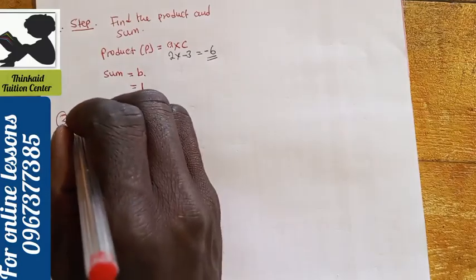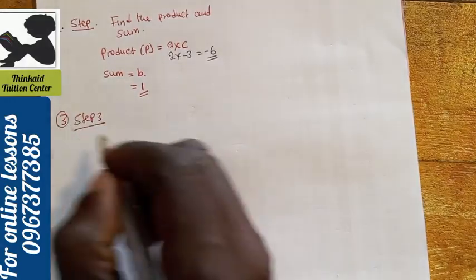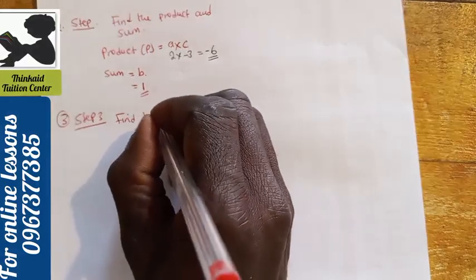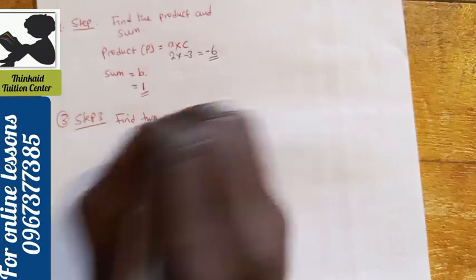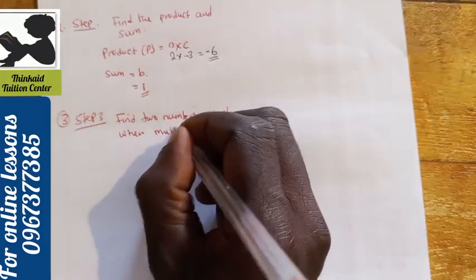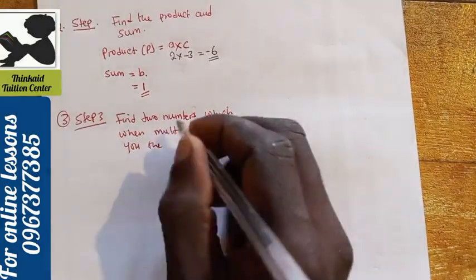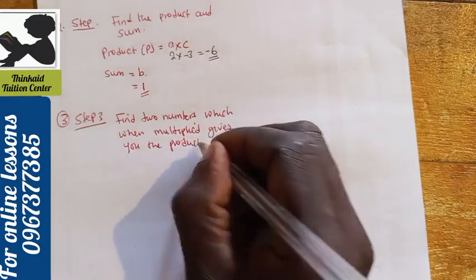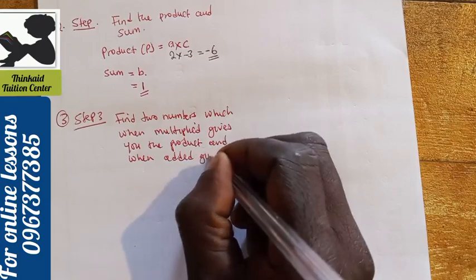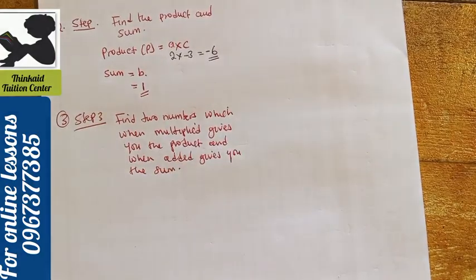Now step number 3 says, I'm writing the steps so that you can easily follow it. So step number 3 says, find 2 numbers. You ask yourself, find 2 numbers which, when multiplied, give you the product, and when added give you the sum. So dear friends, here we are going to look for 2 numbers.